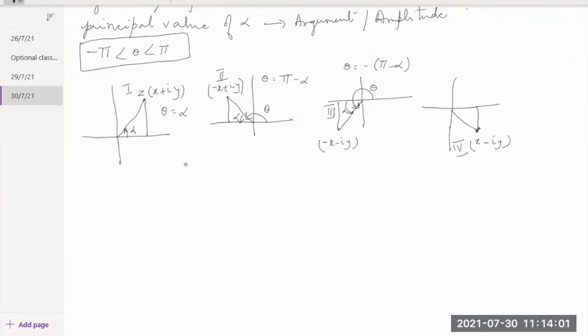Okay. Now let's look at the angle. Angle would be from here to here. This is my theta. What is alpha going to be now? This is my alpha. So now this time, what will the relation be? Simply, theta would be minus alpha in the negative direction.